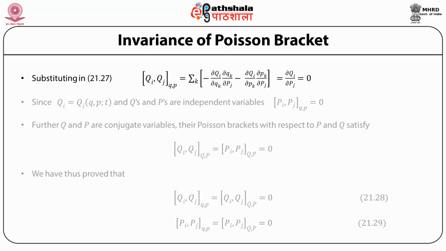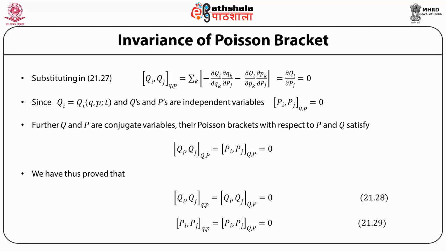Now, since the new coordinate q and capital P are conjugate variables, their Poisson brackets with respect to the new momenta and coordinates also satisfy that the Poisson bracket of qi, qj with respect to the new coordinates is equal to the Poisson bracket of pi, pj is equal to 0, and we have thus proved that the fundamental Poisson bracket holds.